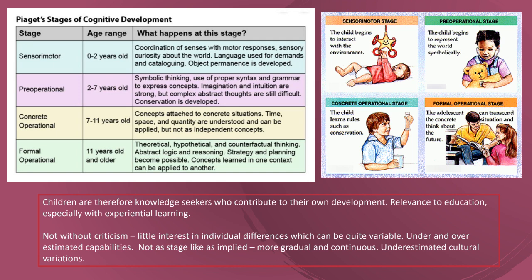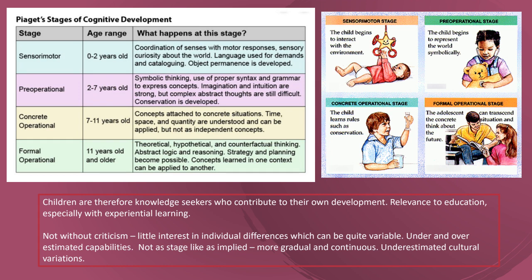So if we look at what sensory motor means, it's 0 to 2 years old. So it's where you've got a child. If you look at the picture on the right, the child's on their back, maybe there's a mobile. So they're starting to coordinate senses with motor responses. A little bit curious about the world, reaching out to touch a mobile, feeling it. They're exploring that environment on their own. The language that they use is very much demand-based, that they need something.